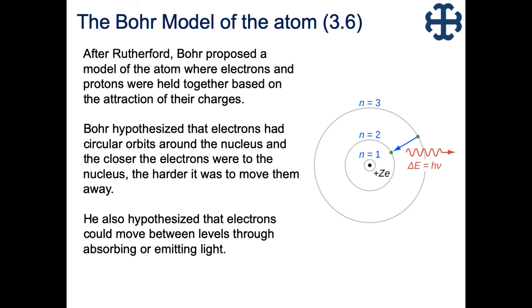However, they can move between levels using light energy, basically. And so we have different radiation here. We're going to talk about this more next week, but essentially we can get between our different energy levels, our different orbits, by putting in or taking out light energy.